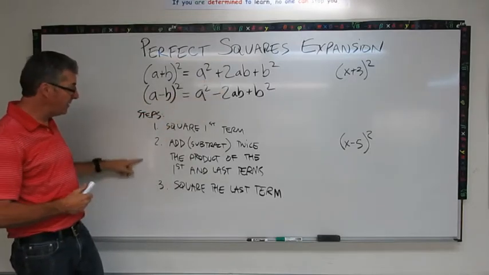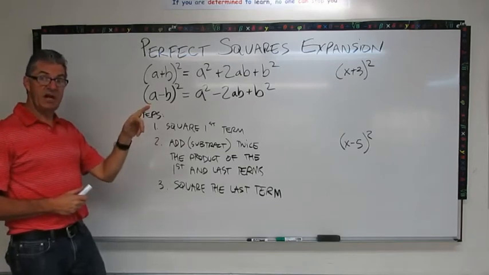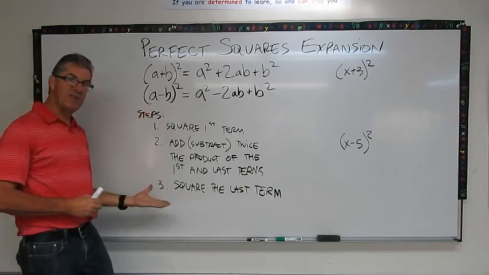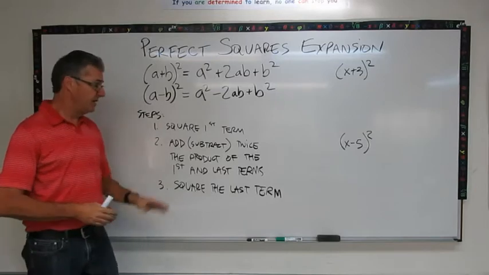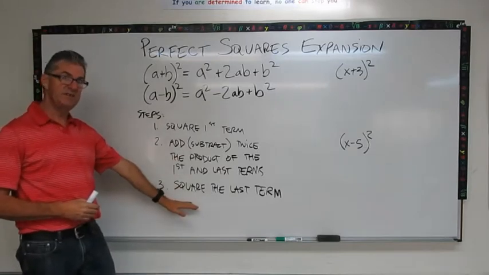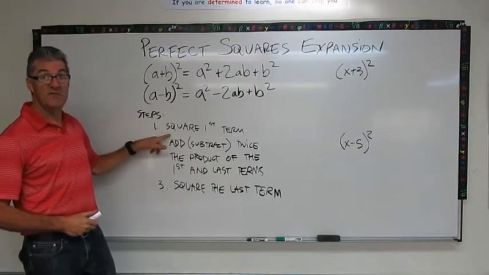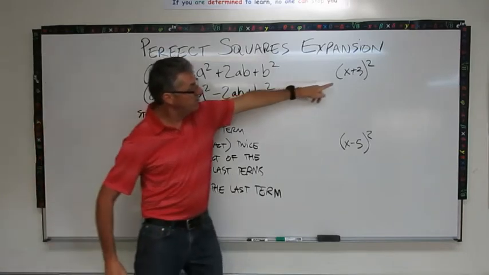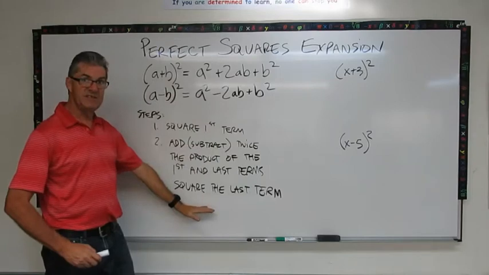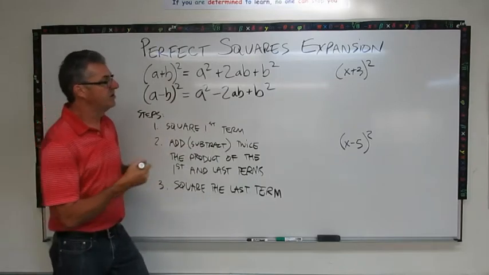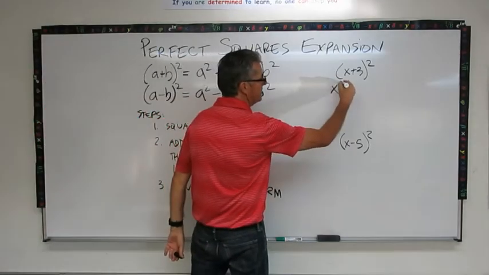Now I have a step-by-step method for doing these kinds of problems. You may want to jot that down. If you're a quick study, you'll probably just incorporate this into your brain. So the first thing we do is we square the first term. So I'm going to do this example following these steps. Square first term, x squared.